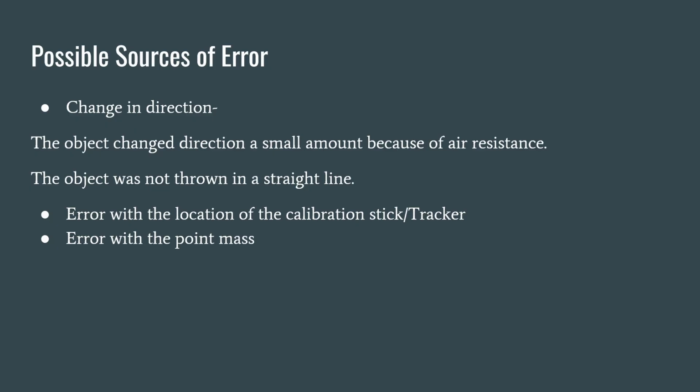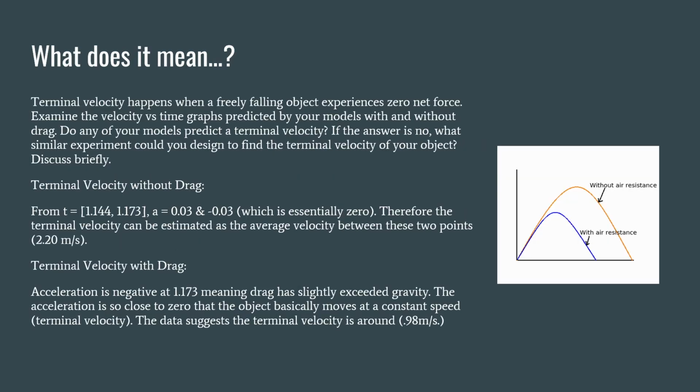So possible sources of error might be that the object changed direction, maybe because of combating air resistance, or the object wasn't thrown in a straight line initially. Maybe there was an error with the location of the calibration stick, or with Tracker, or error locating the point mass. So we want to know whether our models will predict a terminal velocity.